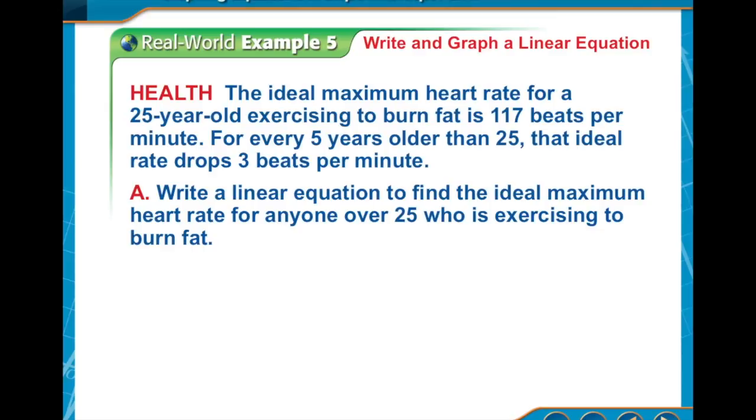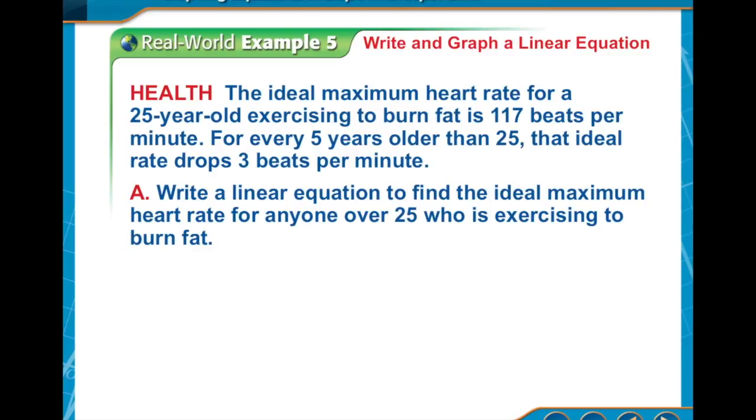So you don't need to have all the words for this, but you do need to make sure you have down the numbers. We will need the numbers to solve the problem. Okay. So the ideal maximum heart rate for a 25-year-old who exercises to burn fat is 117 beats per minute. So we're tracking the number of heartbeats per minute someone has, right? And typically your heart beats a few times a second. So you're going to have several beats per minute.